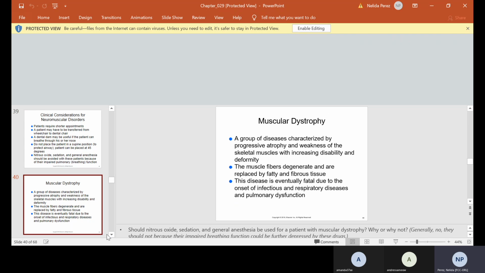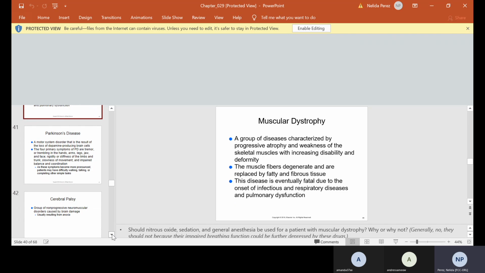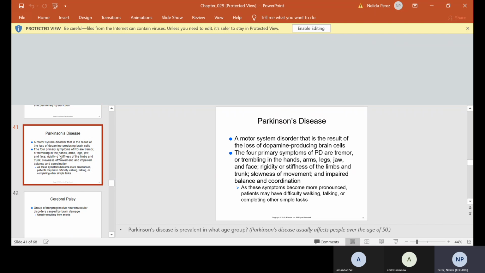Muscular dystrophy is a group of diseases characterized by progressive atrophy and weakness of the skeletal muscles with increasing disability and deformity. The muscle fibers degenerate and are replaced by fatty and fibrous tissue. This disease is eventually fatal due to the onset of infectious and respiratory diseases and pulmonary dysfunction.